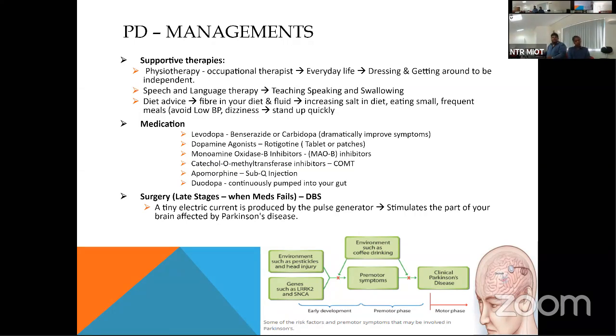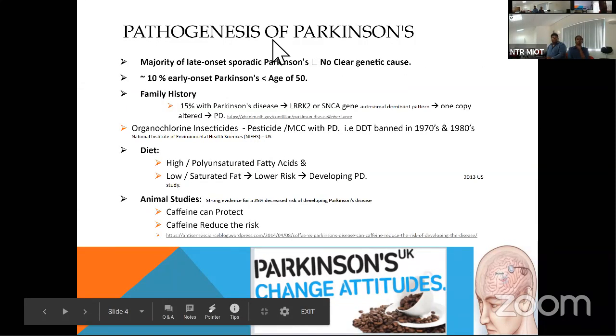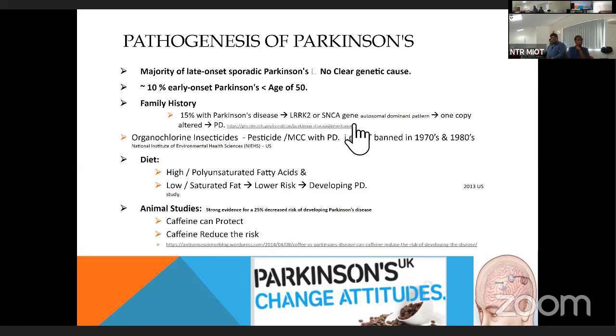The genetics is only 15% of it. In terms of patients getting it, yes, there's a genetic linkage, with 15% having a family history. If you can see it here, 15% of the patients with Parkinson's, the LRRK2 genes, are autosomal dominant in pattern. So even one gene deletion can cause Parkinson's disease, because it's autosomal dominant.